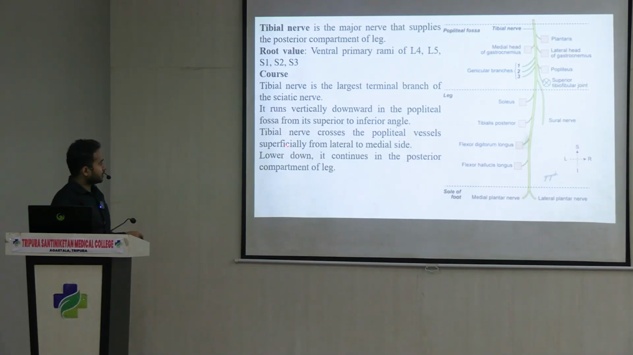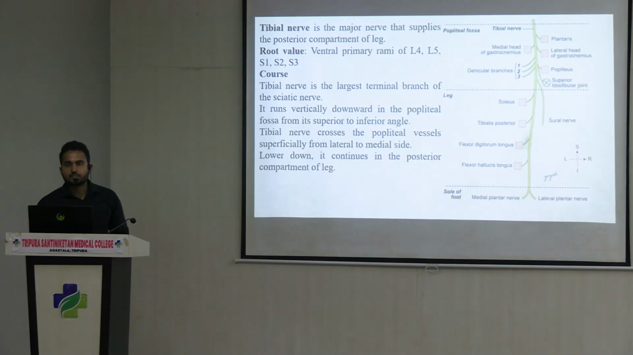Then it crosses the popliteal vessels. In the popliteal fossa, you know that popliteal vessels are present. So it is crossing the popliteal vessels, from the lateral to the medial side. As it is descending, at that time it is crossing the vessels. Later it goes into the posterior compartment of the leg.